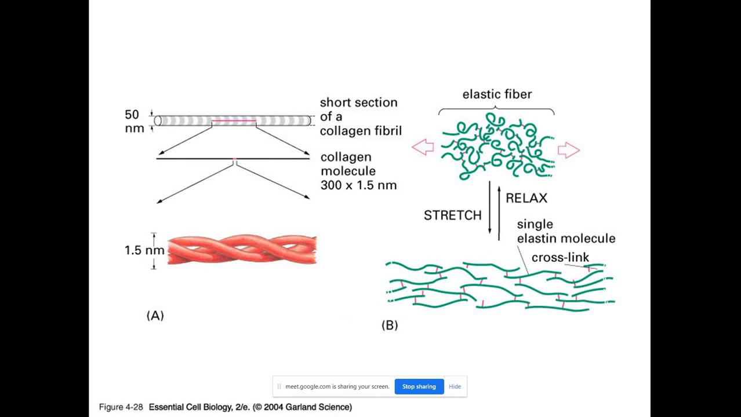Now here you can see a short section of a collagen fibril, a collagen molecule. In the collagen molecule we have a triple helix, three helices wrapped around each other. That is how girls used to comb their hair and make different hairstyles. It is also a pattern like the collagen structure, also a triple helix.